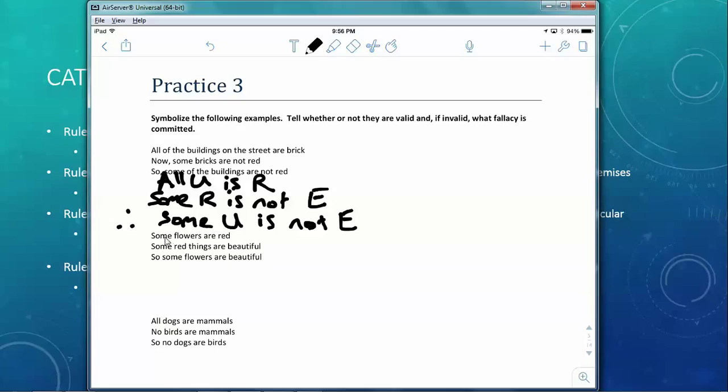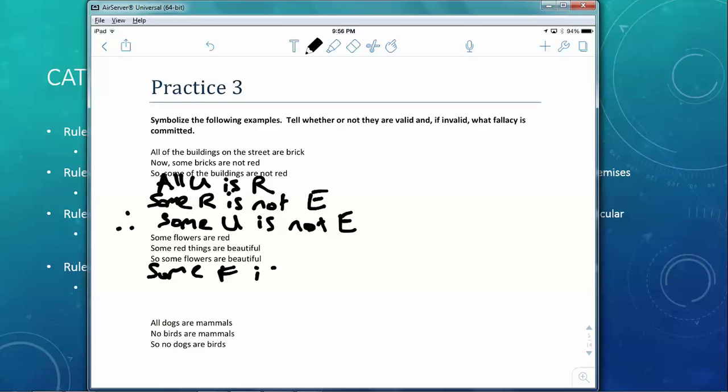All right. Some flowers are red. Some F is R. Oh jeez, I got a little stuff on my iPad. I apologize about that. Some red things are beautiful. Some R is B. Therefore, some flowers is beautiful.